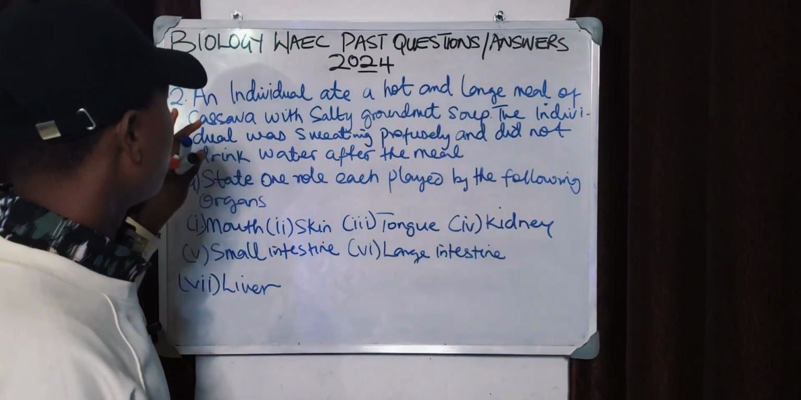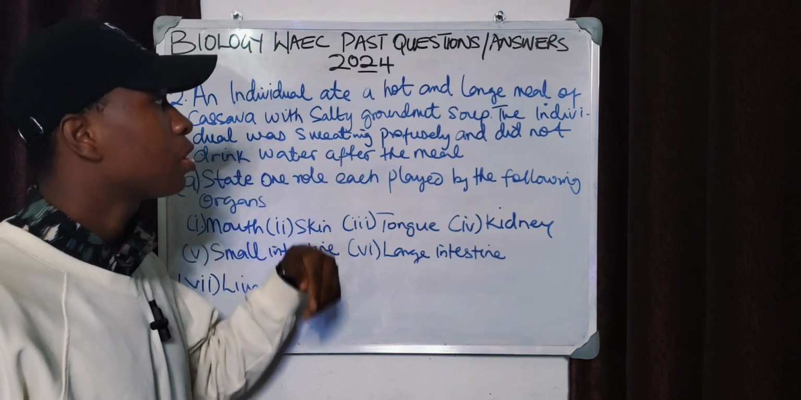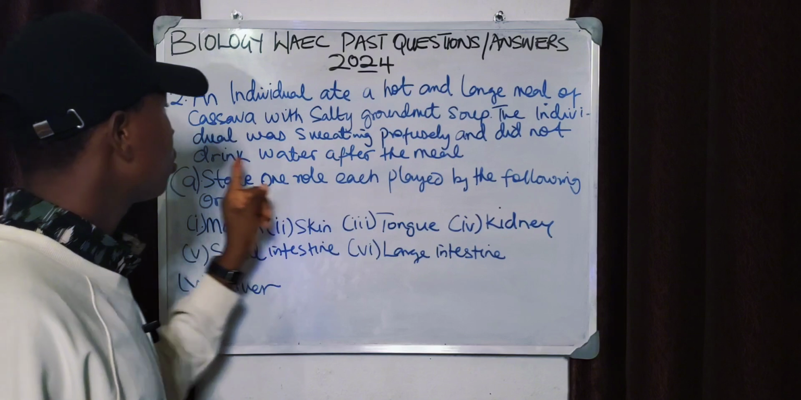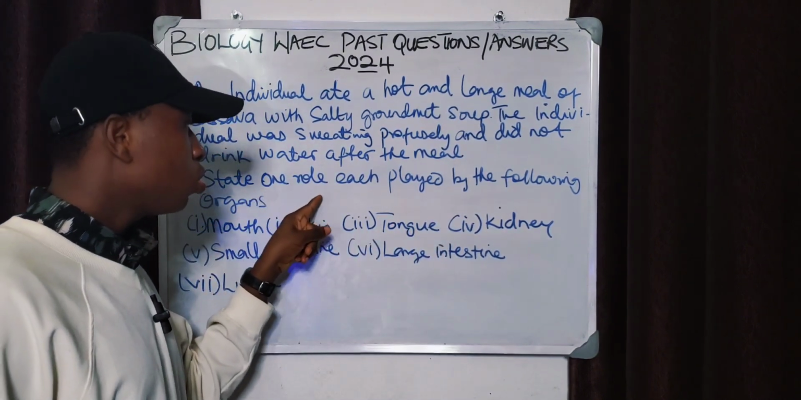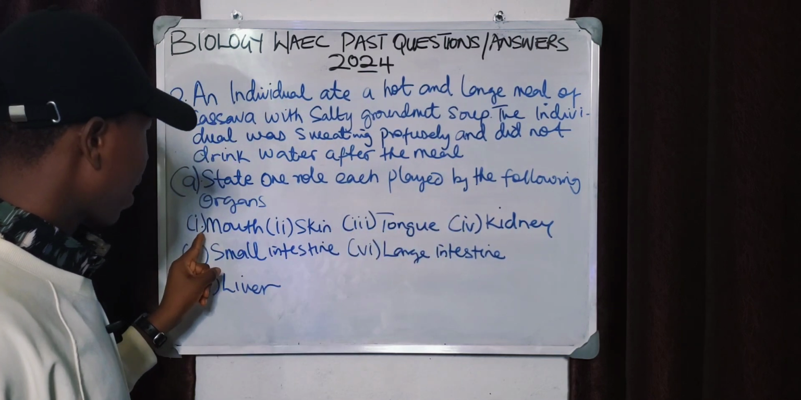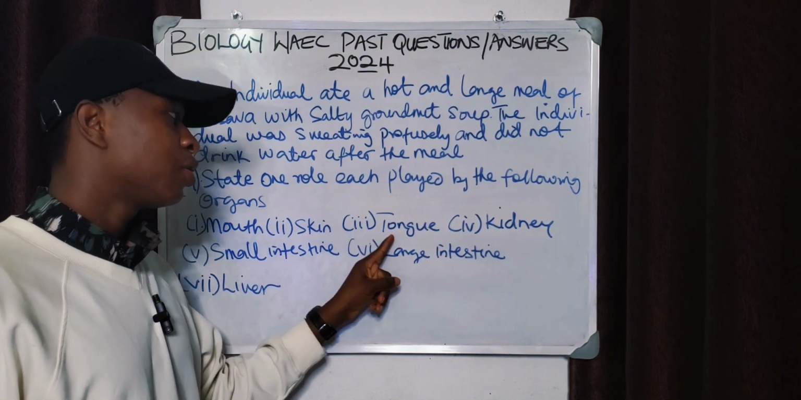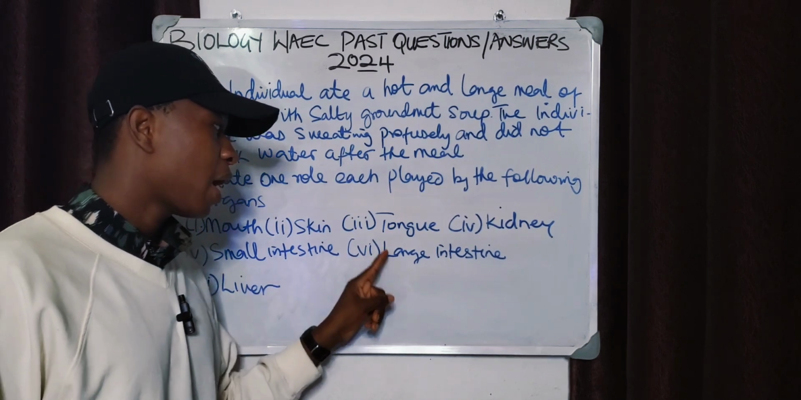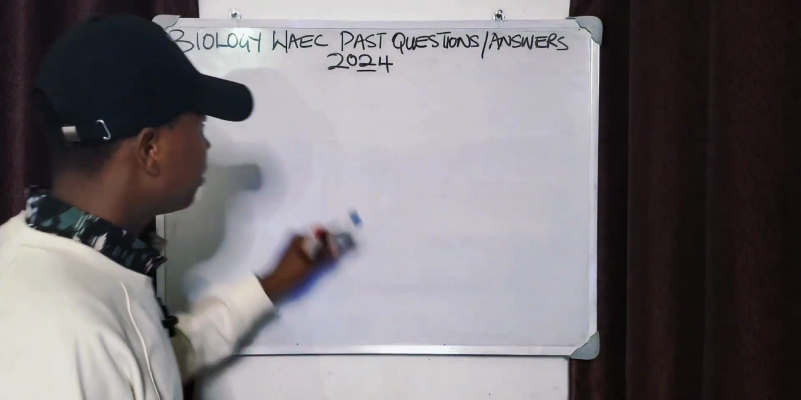All right, number 2. An individual ate a hot and large meal of cassava with salty groundnut soup. The individual was sweating profusely and did not drink water after the meal. So this is the question. A. State one role each played by the following organs. I. Mouth. II. Skin. III. Tongue. IV. Kidney. V. Small intestine. VI. Large intestine. And VII. Liver. All right, so let's start with the mouth.